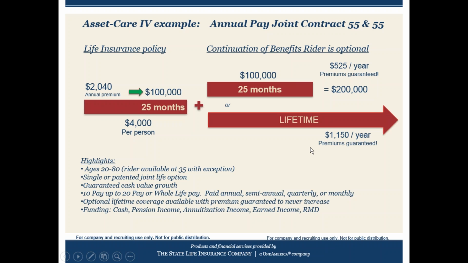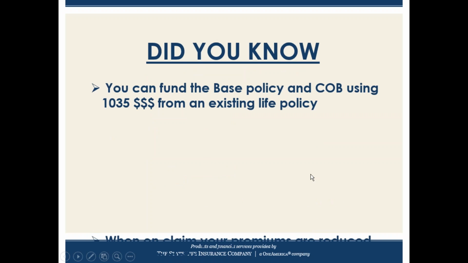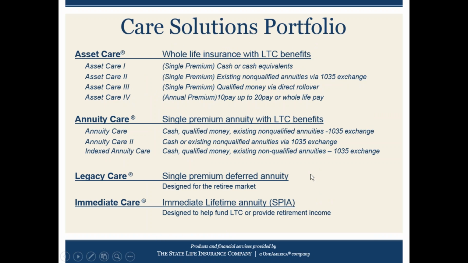Again, don't worry about remembering this stuff. Remember your opportunity. I got great pay as you go. I got good 10 pay, 20 pay. I got good single pay. I got good qualified money options. So that's the Asset Cure products. Those are all the whole life linked to long-term care.